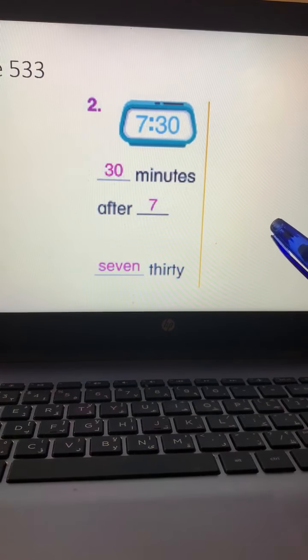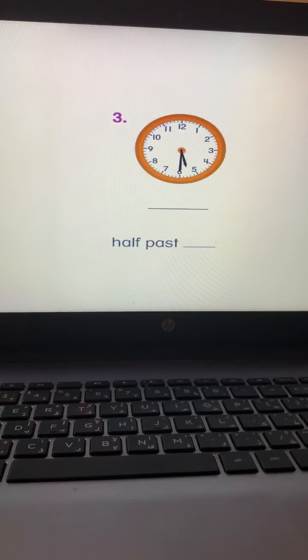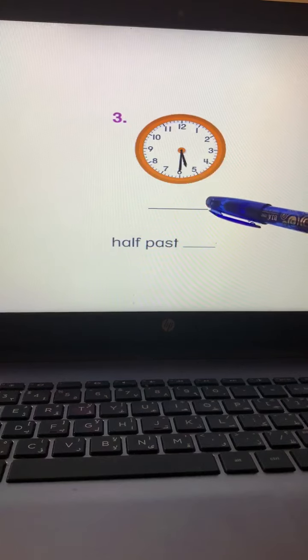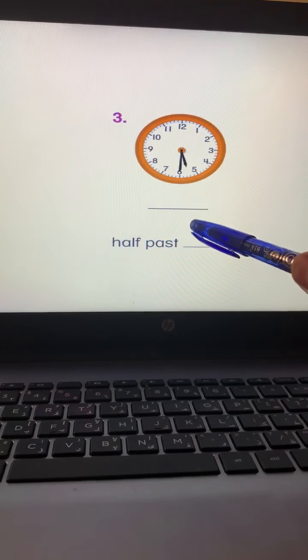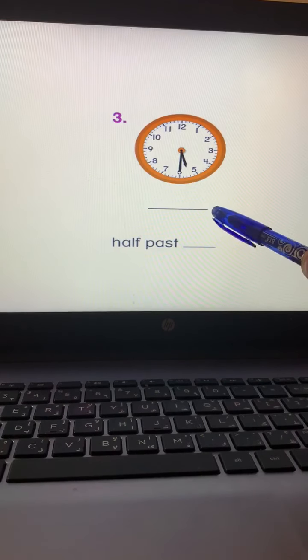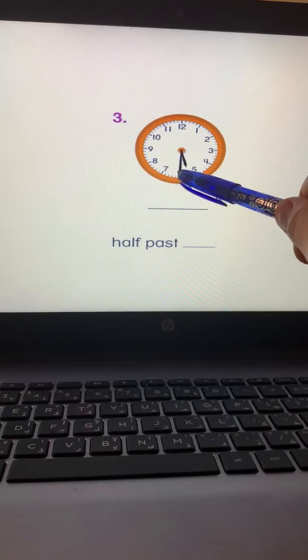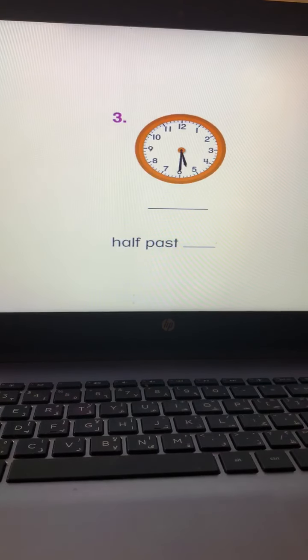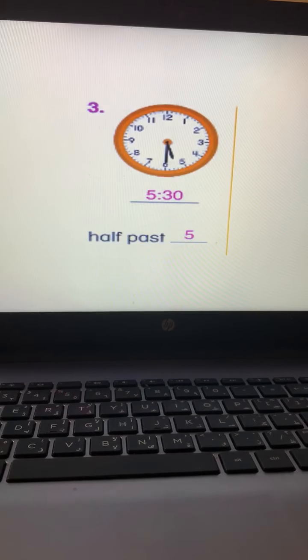Okay, this is the second question on page 533. Now, question number 3. Again, the shorthand is between 5 and 6. That means it's 5, it was 5 and it will be 6. Now, if I want to write it as a digital clock, I will start to write the hour. It's 5, then 00. If the longhand points to number 6, what will I say? It's half past. I said that I have 30 minutes. What do I have also? Half past 5. You can describe it one more way. 30 minutes after 5. Excellent.